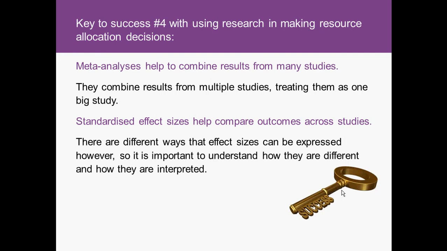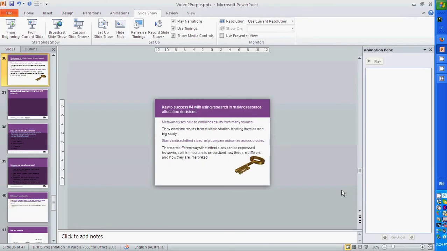So, our key to success with using research in making resource allocation decisions is to make sure we know that meta-analyses help to combine results from many studies, and they do so by treating all the different studies as one big study, and that standardized effect sizes can be used to help compare outcomes across different studies. There are different ways, though, that effect sizes can be expressed, so it's important to understand how they are different and how they are interpreted.